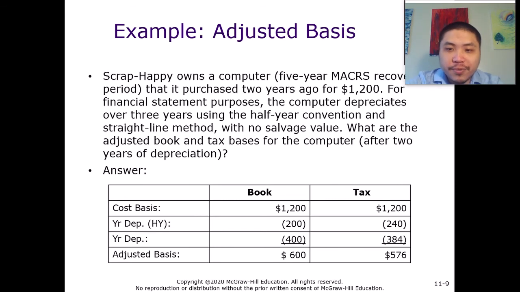So here, they already give us the depreciation amount. So it's 2 years of depreciation. Year 1 is going to be 240, year 2 is going to be 384. So the adjusted basis at the beginning of year 3 is going to be 576. We already know how to do this from the previous chapters.